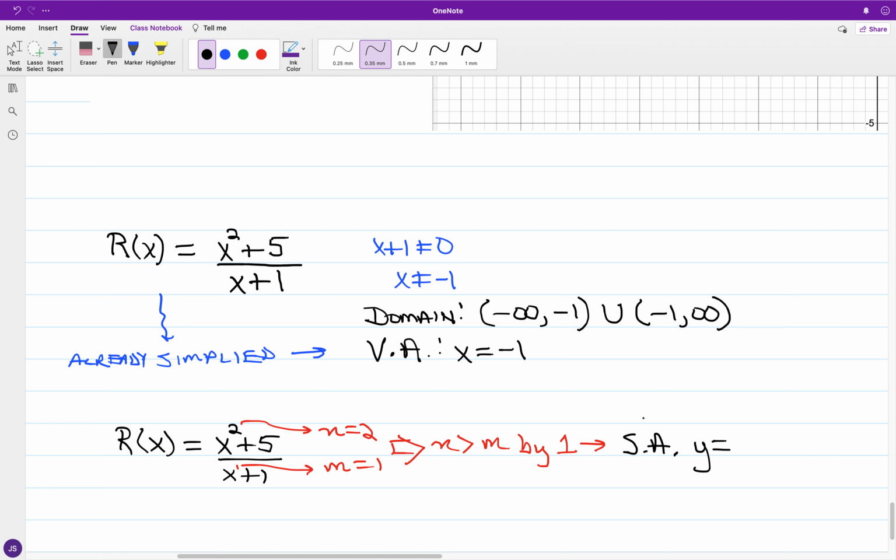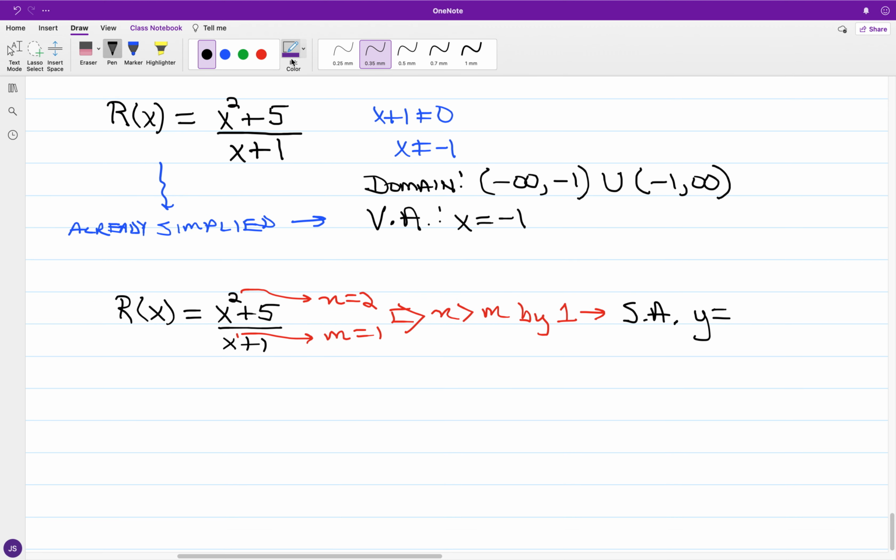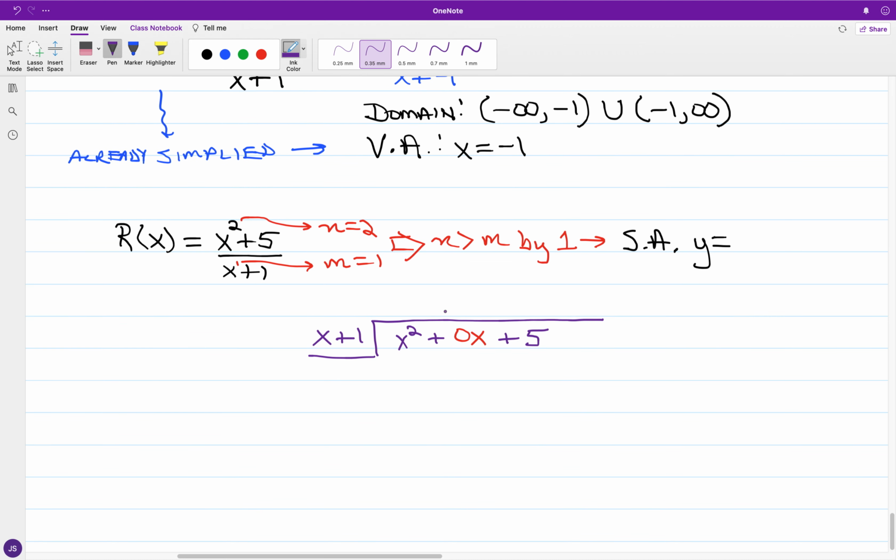And you're going to have y is equal to the quotient attained from taking x plus 1 into x squared plus 5. For the polynomial division, you can go with either approach. You can take long division, taking x plus 1 into x squared. Notice we have a missing first order x term. And you can also take synthetic division.